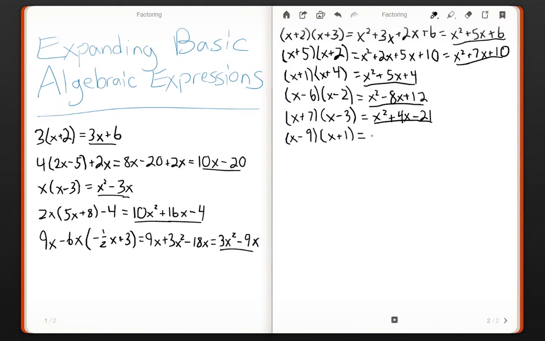x times x is x squared, plus 1x minus 9x will be minus 8x. Negative 9 times 1 is minus 9. And last one here. x times x is x squared, minus 8x minus 7x will be minus 15x. And negative 7 times negative 8 is plus 56.